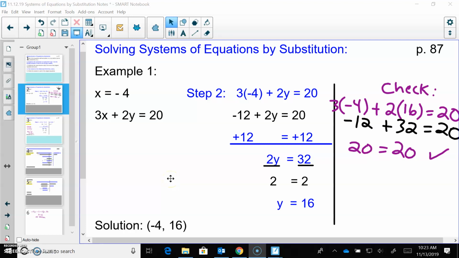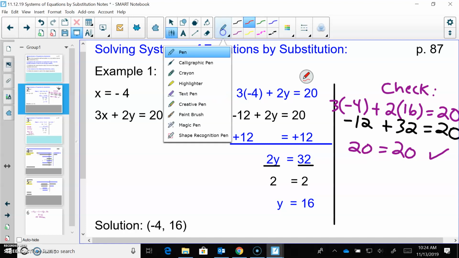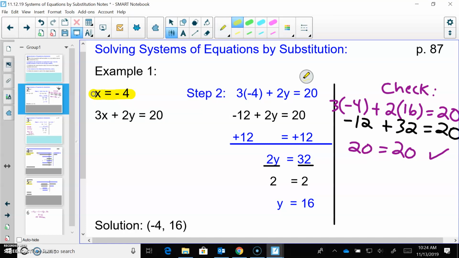So today we're going to be talking about solving systems of equations by substitution. For this first example, we've got x equals -4, which I'm going to highlight so that we know what's given from the get-go. X equals -4, and the other equation is 3x plus 2y equals 20. So the whole point of substitution is you want one of the equations to say y equals or x equals. For this first example, we already know what x equals, so all we have to do is substitute x equals -4 into the second equation.